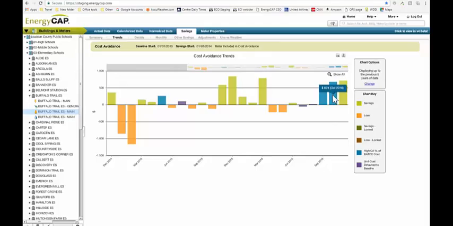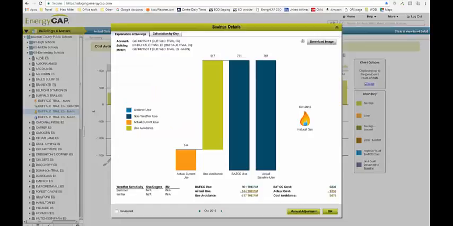Let me just jump into a few and look at them. First, October 2016. Now, by clicking on that, we see the savings detail. This is probably the most valuable screen in EnergyCAP to explain cost avoidance. Here's the way you interpret this.